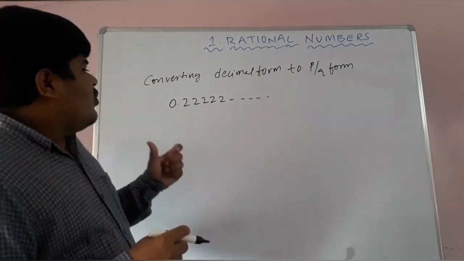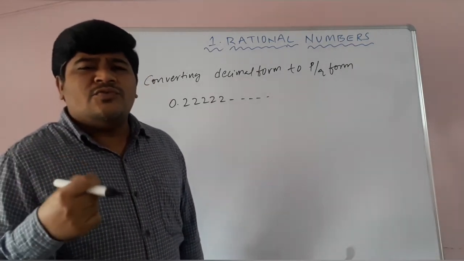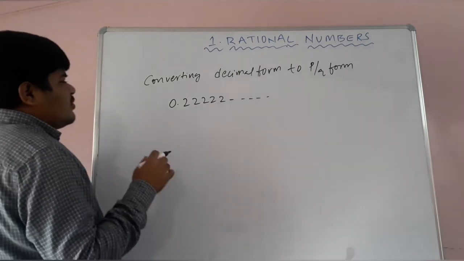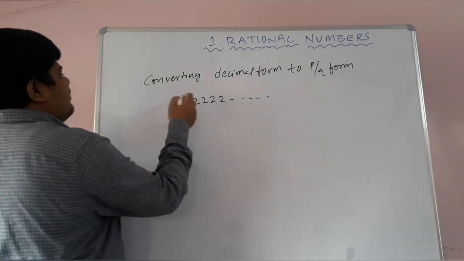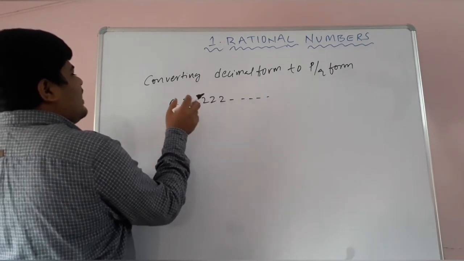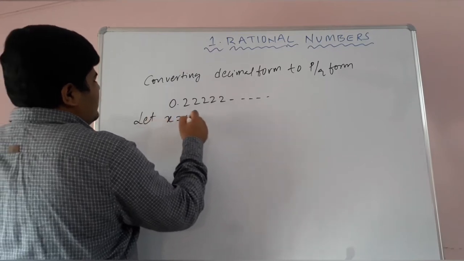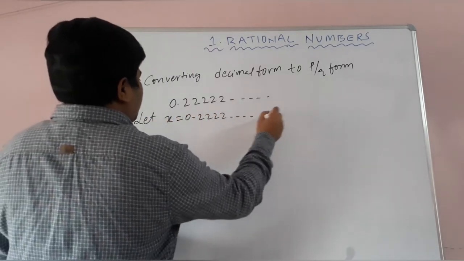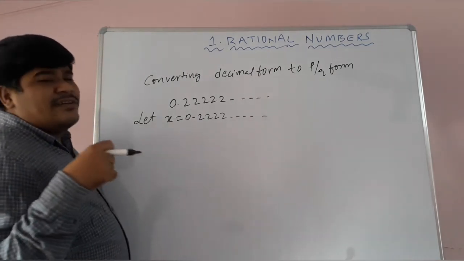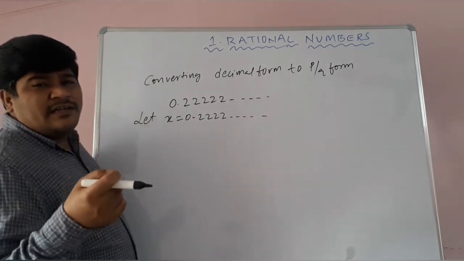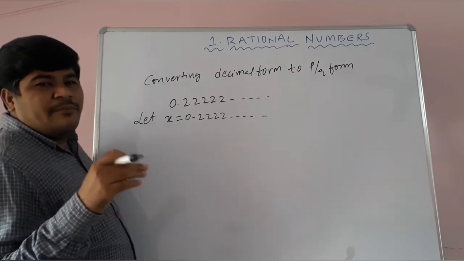So here 0.2222 and so on is there. These types of numbers, first we have to assume as x, children. So we are converting this non-terminating repeating decimal into p by q form. So let x be equal to 0.222 and so on. Now here, whatever digits are repeating after the decimal point is called the period, and the number of digits repeating after the decimal point is called the periodicity.